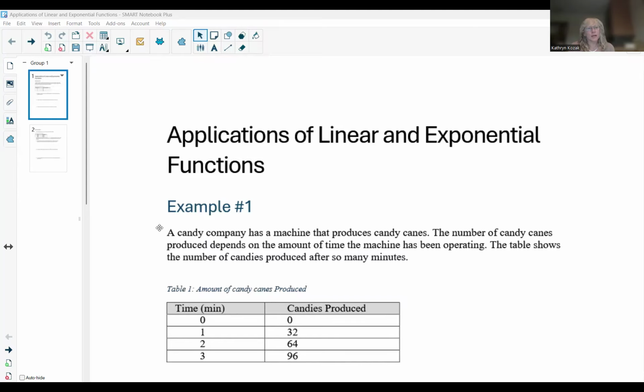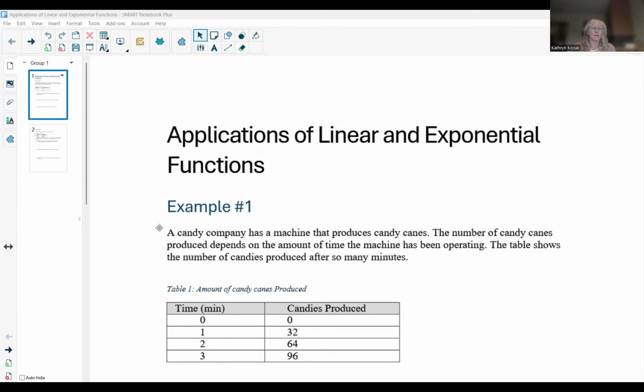In this example, we're looking at applications of linear and exponential functions. This is going to look very similar to what you're doing already in your Math 142 class, but with linear and exponential functions, it's nice to see a little bit of stuff that you might have seen before. So we're going to just do an example here to reiterate the process.